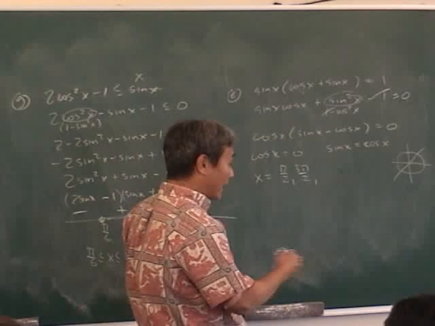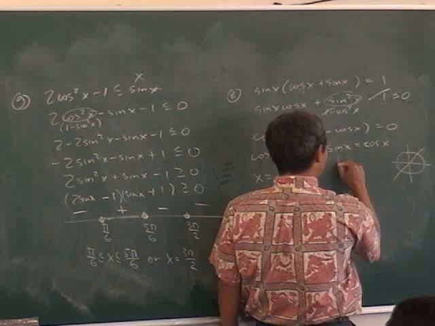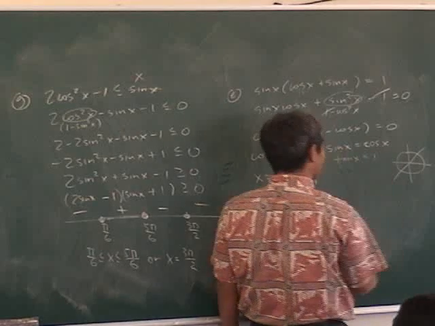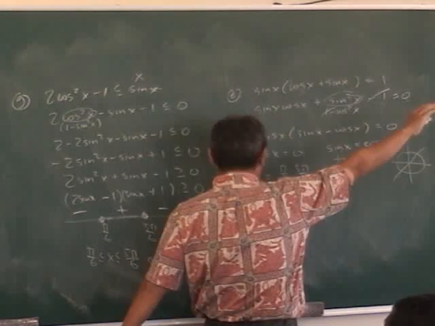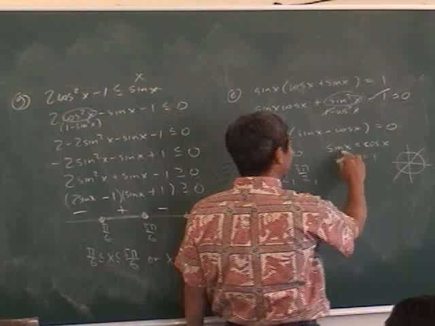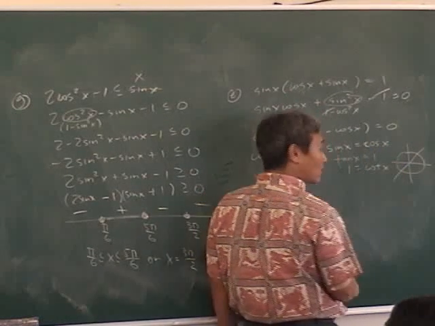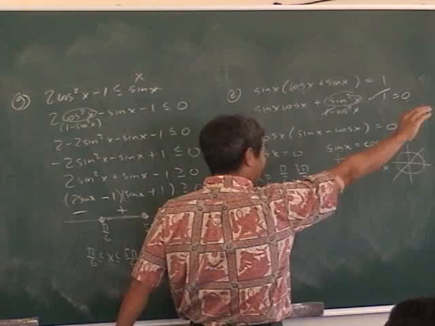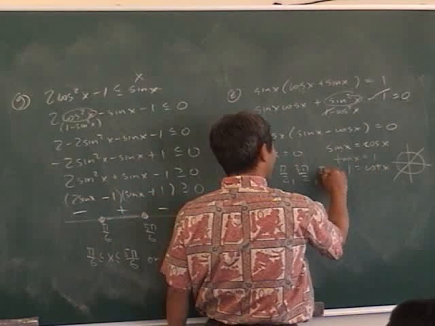And remember the two other ways I told you to think about it? Divide both sides by cosine, and then you get tangent x equals 1. Where is tangent x equal to 1? Pi over 4, 5 pi over 4. Or you can divide both sides by sine x, and you get 1 equal cotangent x. Where is cotangent equal to 1? Pi over 4, 5 pi over 4, right? So no matter what, you're going to get pi over 4, 5 pi over 4.